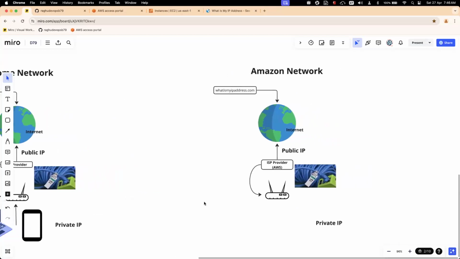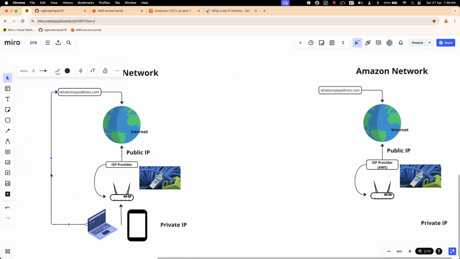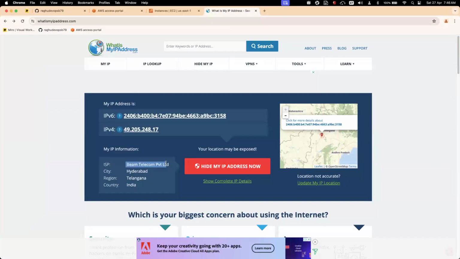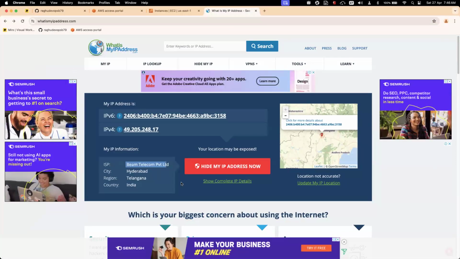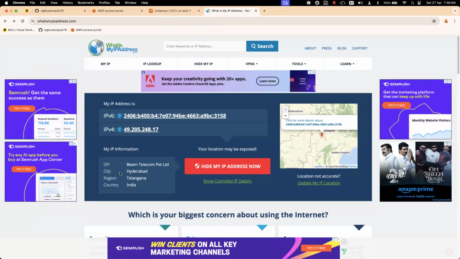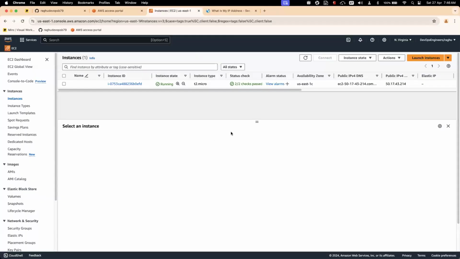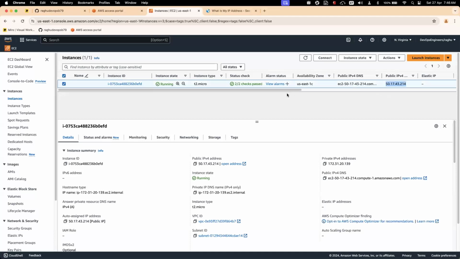Now let's say the ISP providers who work from a retail perspective, that means, like mine is Active Fiber Net or something like that. It is showing me Beam Telecom India, or Beam Telecom Private Limited, from India. Now Amazon is also a registered ISP provider, by the way, but he will serve only his cloud. He will not serve homes and offices. He doesn't deal with that.